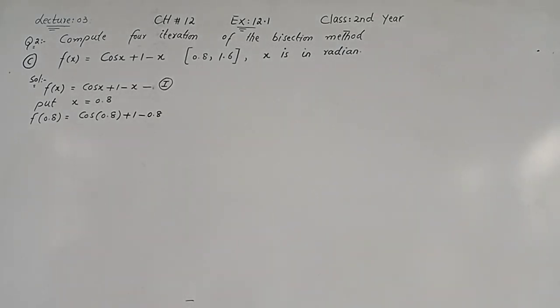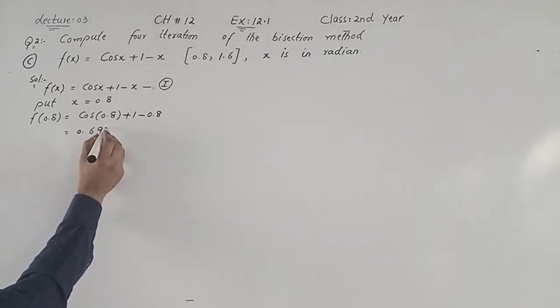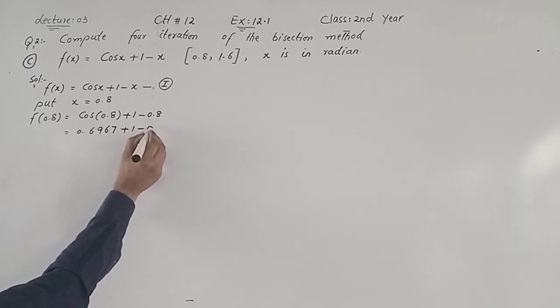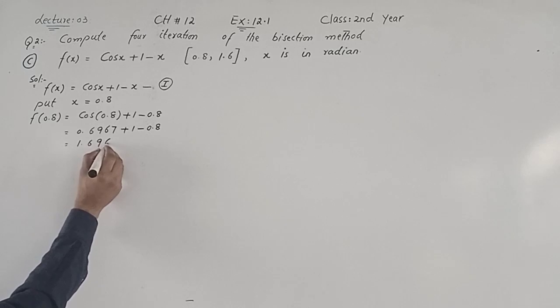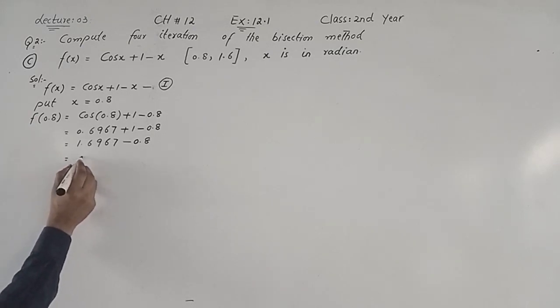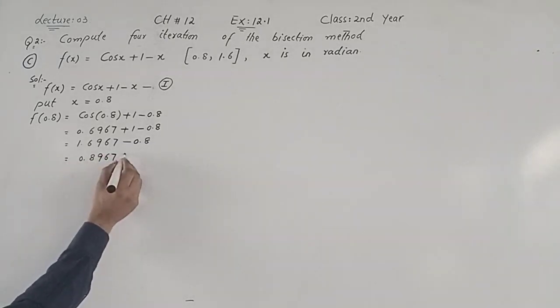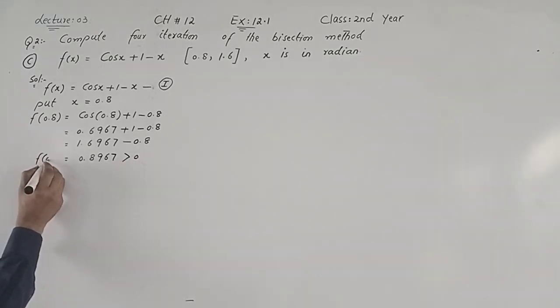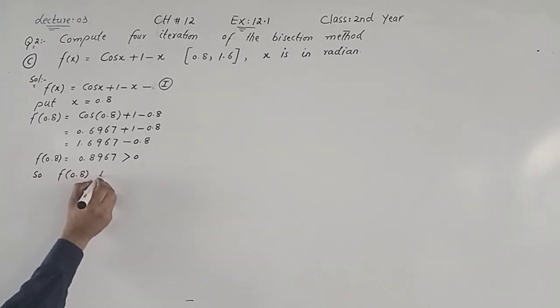ये कैलकुलेटर पे सॉल्व करें। cos 0.8 इससे हमारे पास आ जाएगा 0.6967 plus 1 minus 0.8, इन दोनों को ऐड करें तो आ जाएगा 1.6967 minus 0.8। अब ये माइनस करें तो इससे हमारे पास आ जाएगा 0.8967 और ये हमारे पास ग्रेटर देन 0 है। So mean f of 0.8 is positive.